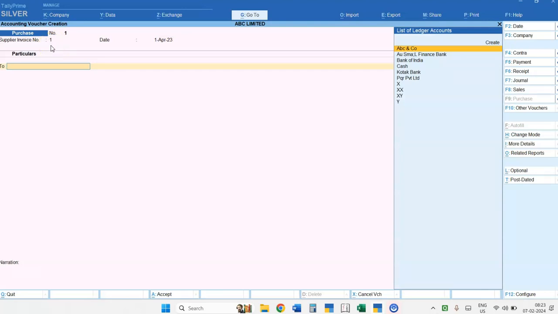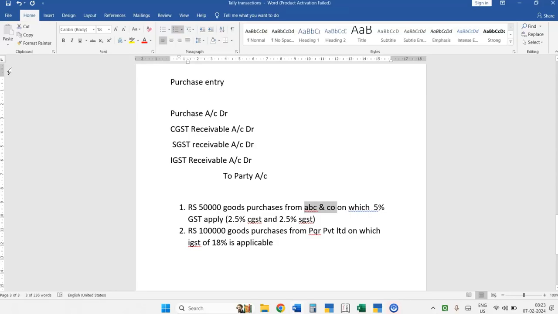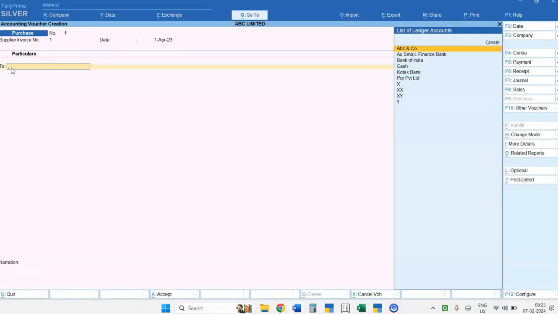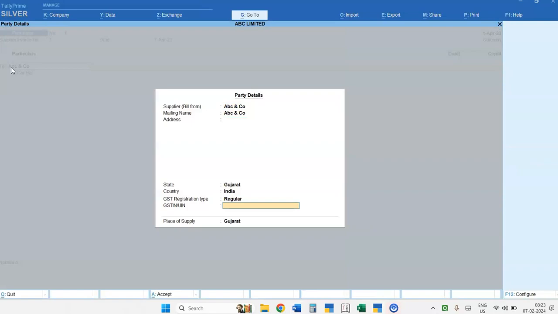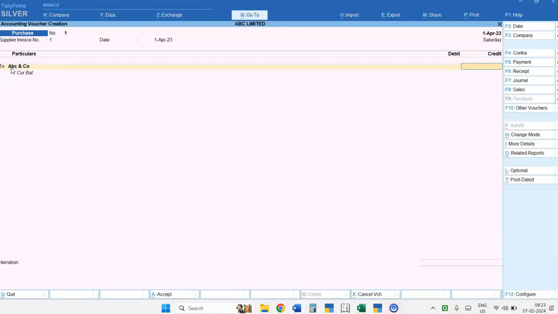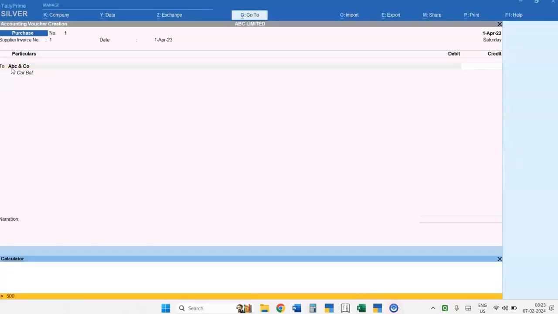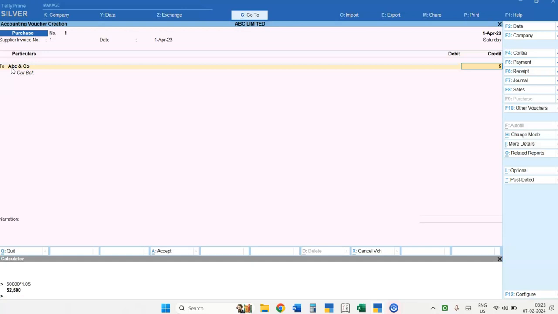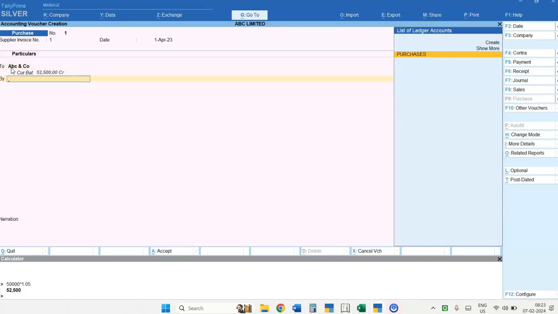Now I have to write down the transaction. Here is the ledger name which is going to be credited. Which account is going to be credited? ABC and Company account is going to be credited, by how much? About 50,000 rupees goods on which 5% GST is applied. So 50,000 plus 5%, so 52,500 will be credited to the ABC and Company ledger account.